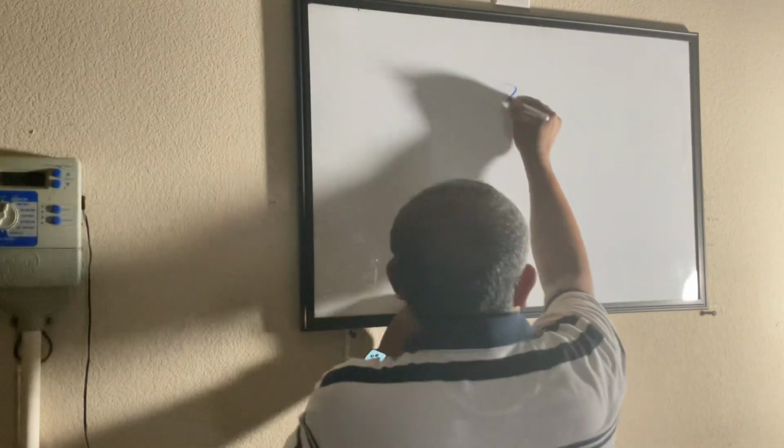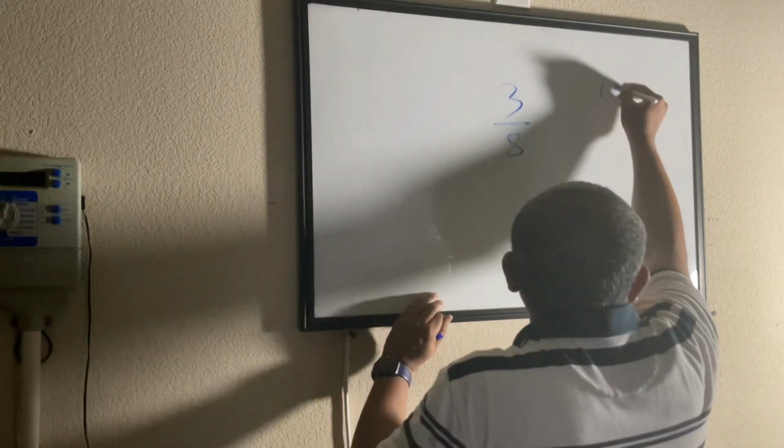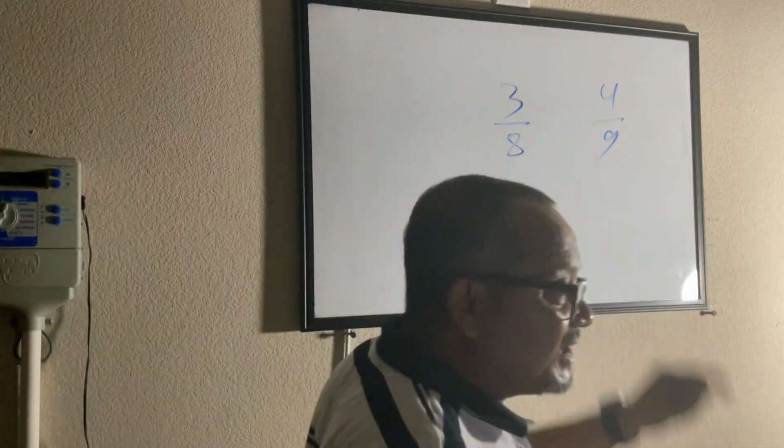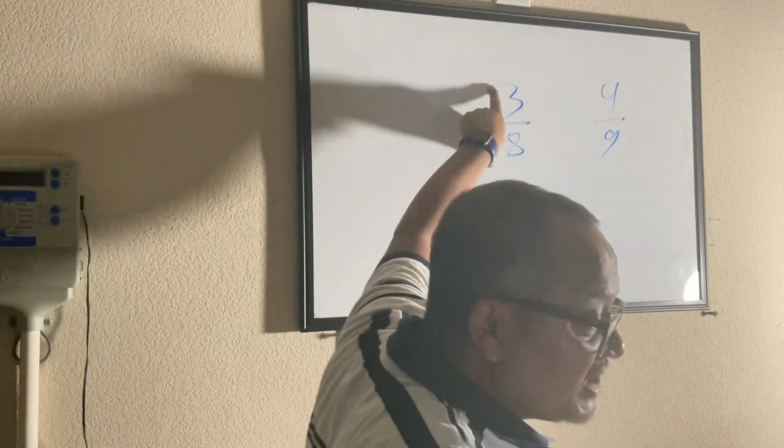4/9 is bigger. So there are two ways of doing it, okay? There are two legitimate ways of finding it. One is 3/8, other one is 4/9. First method is, this is a fraction.